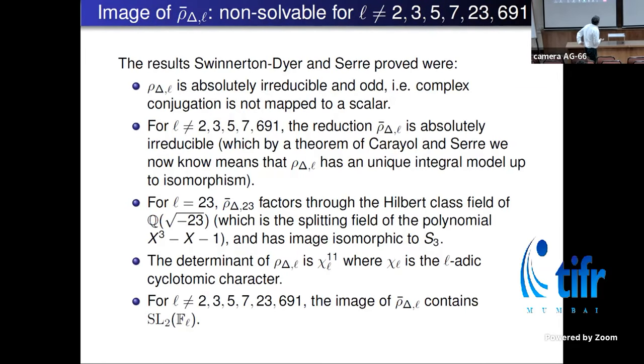Okay, so for example, what did Serre and Swinnerton-Dyer exactly prove? So they proved that this l-adic representation is an irreducible representation, and it's odd in the sense when you evaluate it at the conjugacy class of complex conjugation, then it gets mapped to (1, 0; 0, -1), and not a scalar. They also proved for l outside this exceptional set, the reduction is absolutely irreducible, which is a stronger statement than the l-adic thing being irreducible. For l equal to 23, it has some exceptional behavior, which I'm going to skip.